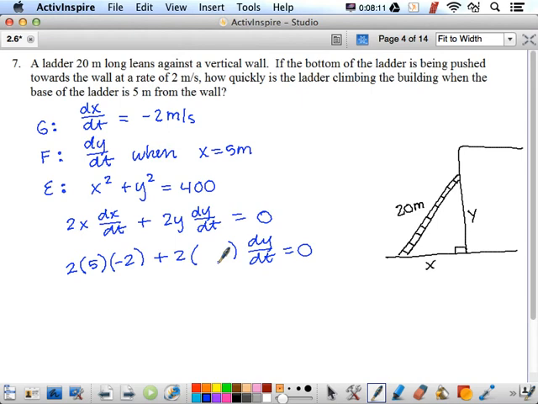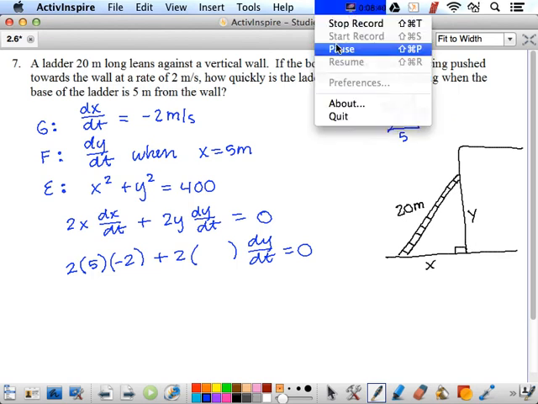And the way you do that is you know that x is 5 at that moment, and we know that the ladder is 20, right? And this is 5. So you could go find the y value that goes with that x. Sometimes they won't give you everything you need, but you'll have to go back and find something else. So I'm going to pause right here and let you find the value of y when x is 5.